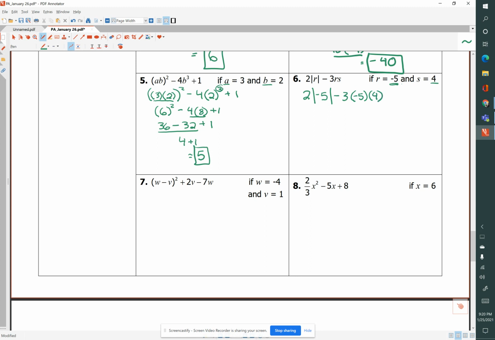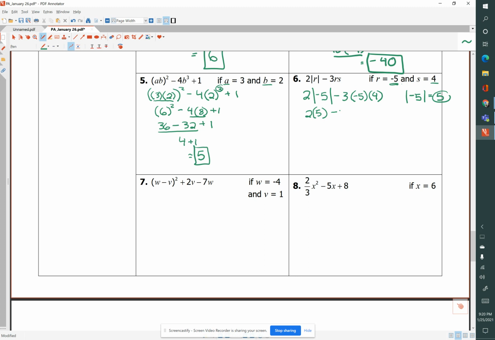Absolute value is a grouping symbol, so we'll work there first. So if we remove the absolute value bars, we have to determine what is the absolute value of -5, and the absolute value of -5 is 5 because it's 5 units from 0 on a number line. So we have 2 times the absolute value of -5, which is 5. We need to use parentheses or it will look like a 25.